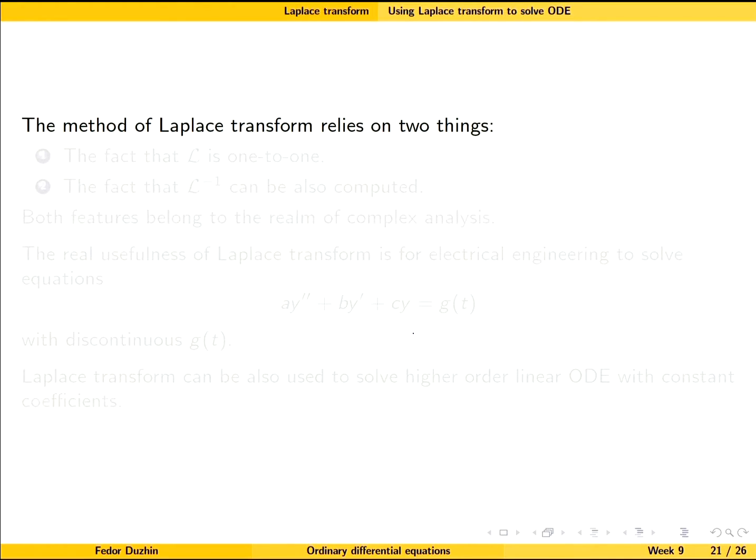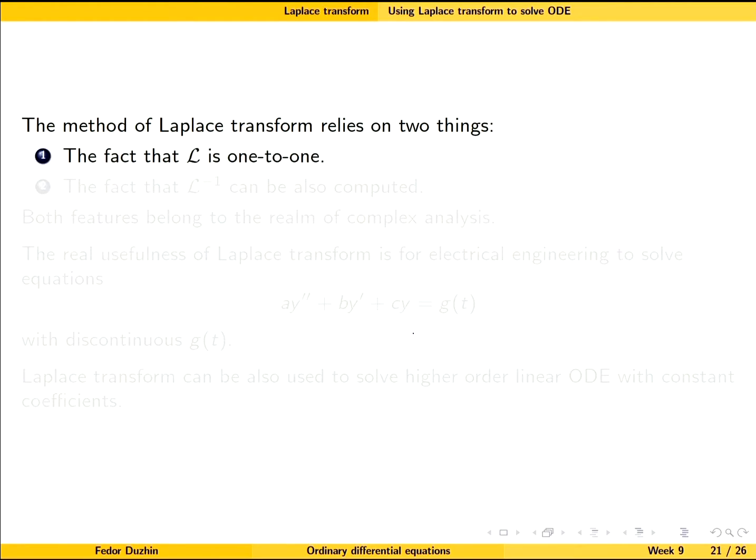Now, to solve an initial value problem for a second order ordinary differential equation using the Laplace transform, we apply the Laplace transform to the left hand side and to the right hand side. Then since the Laplace transform converts differentiation to multiplication, the differential equation is going to be converted to an algebraic equation. And then by solving this algebraic equation for the Laplace transform of the unknown function, we can find the Laplace transform of the unknown function.